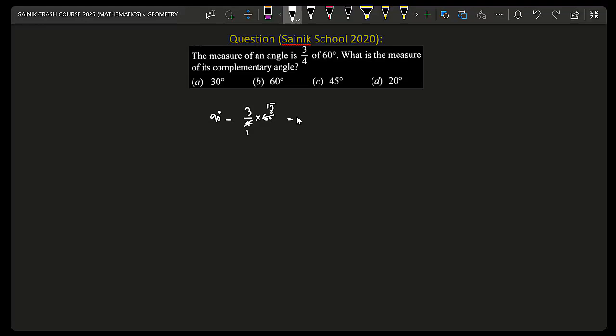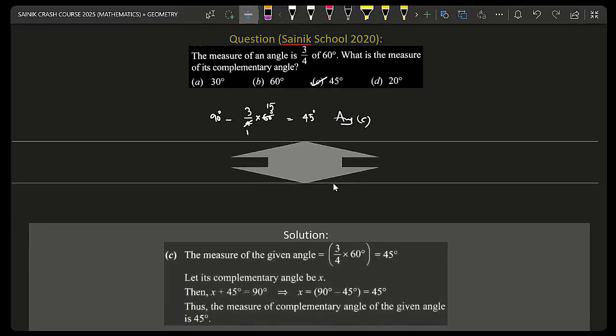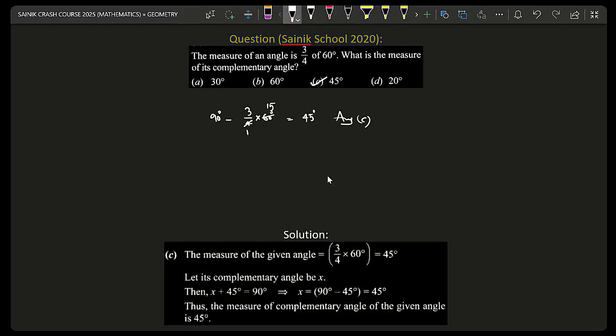Manaswini, the 15 table is very easy. 15 threes. Sir, 45. 90 minus 45. 90 minus 45, 45, sir. 45, which option? Sir, option C. Very good, Manaswini, you can mute. So we got the answer, that is 45 degrees. So first we found the measure of the angle, 45, and subtracting from 90 we got 45.